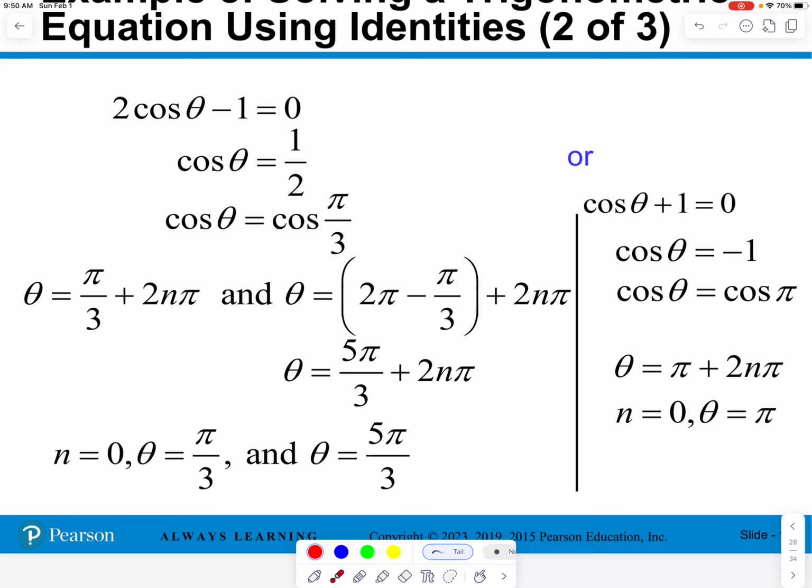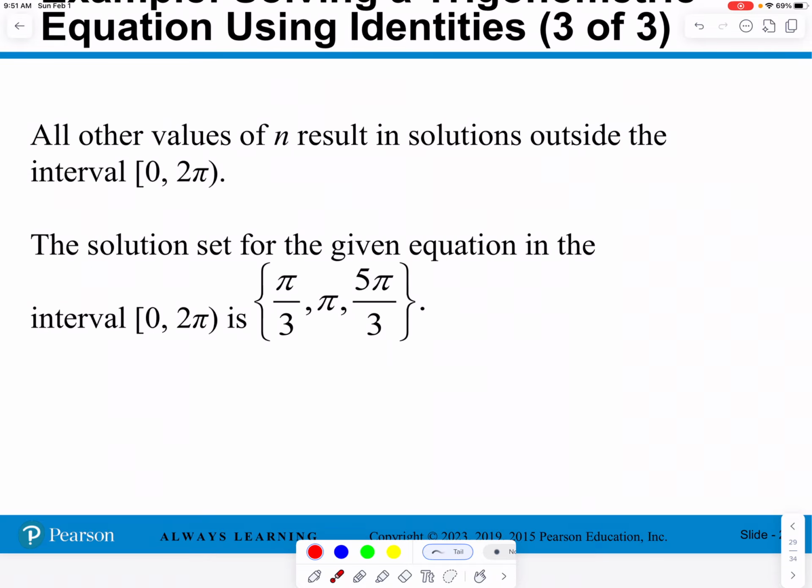So cosine of theta is a half, which is pi over 3, or -1. We get these. When n is 0, we get these results. And this one. All of the values of n result in solutions outside the interval from 0 to 2 pi. So then we get these results. Same thing we got. Okay.